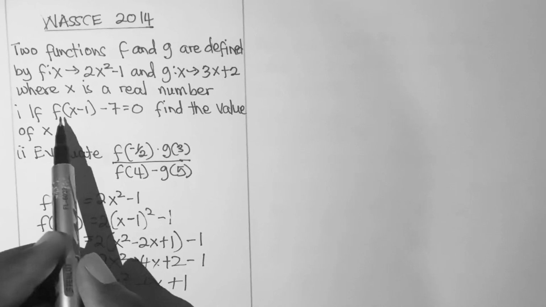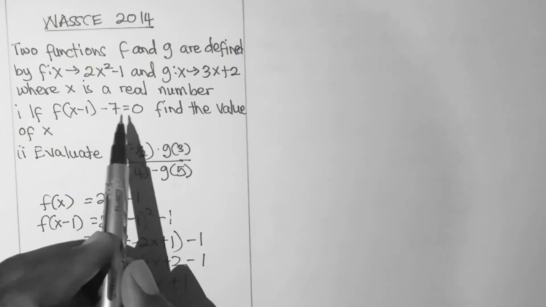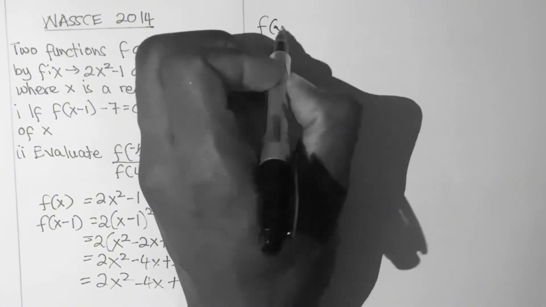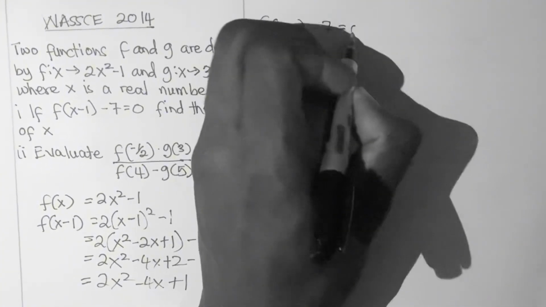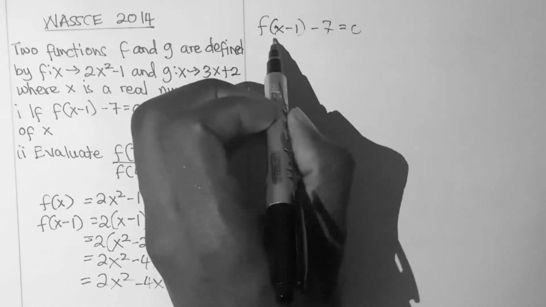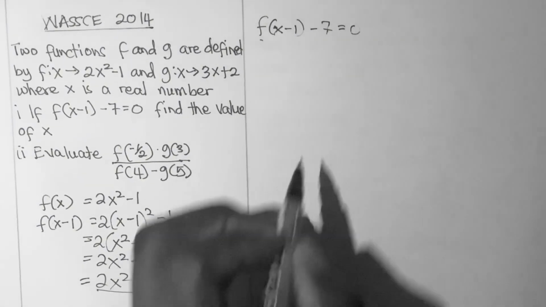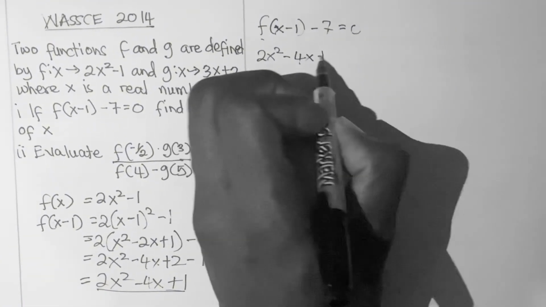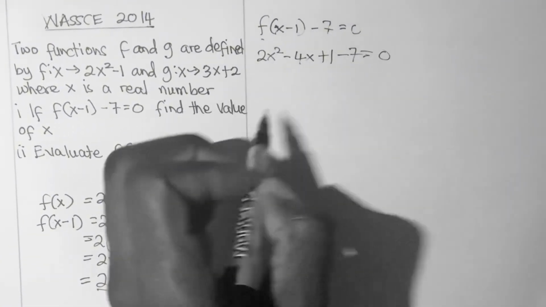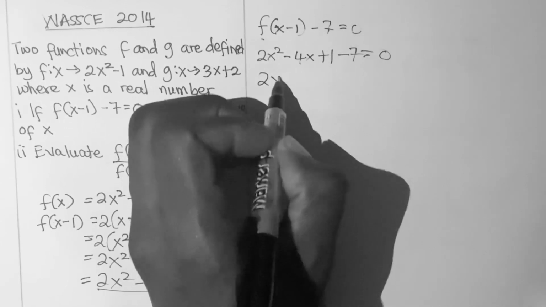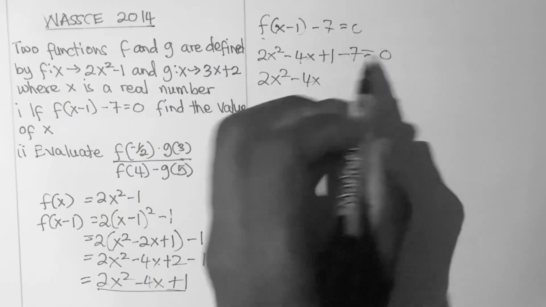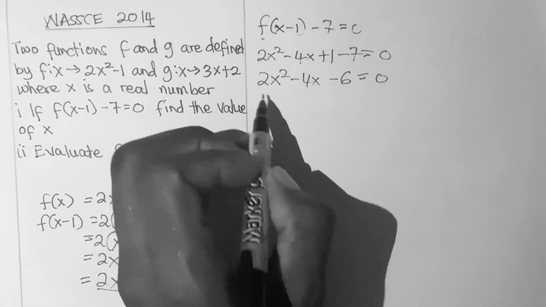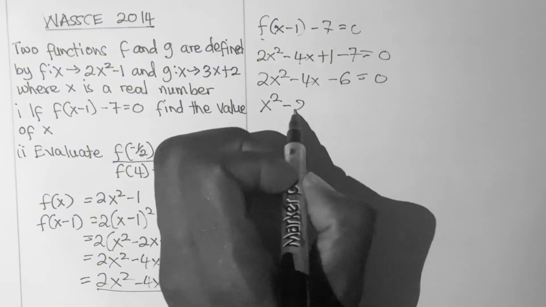However, the question says that we should find f of (x minus 1) minus 7 equals 0. So f of (x minus 1) minus 7 is equal to 0. So take this, which is f of (x minus 1). That's what we found here. That's 2x squared minus 4x plus 1 minus 7 equals 0. So this becomes 2x squared minus 4x. 1 minus 7 is minus 6, equals 0. However, we can divide through by 2. So this becomes x squared minus 2x.